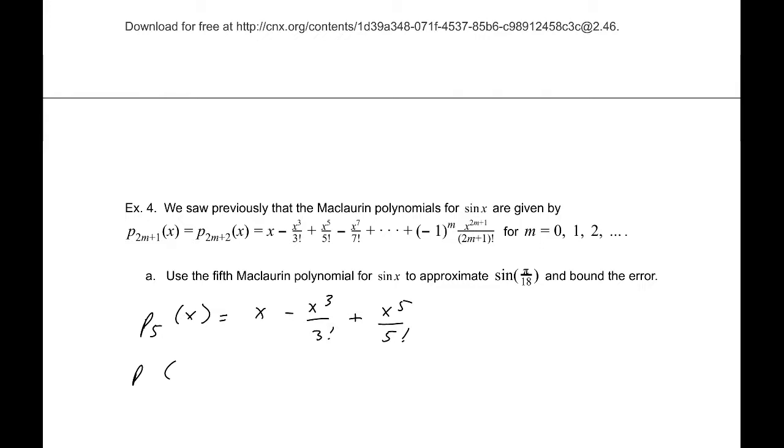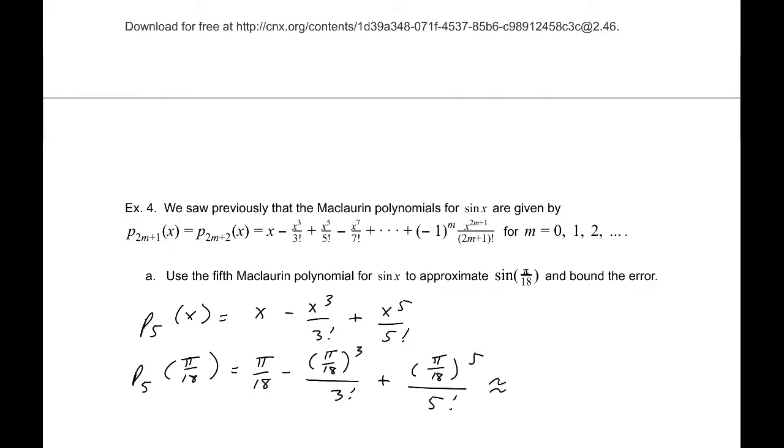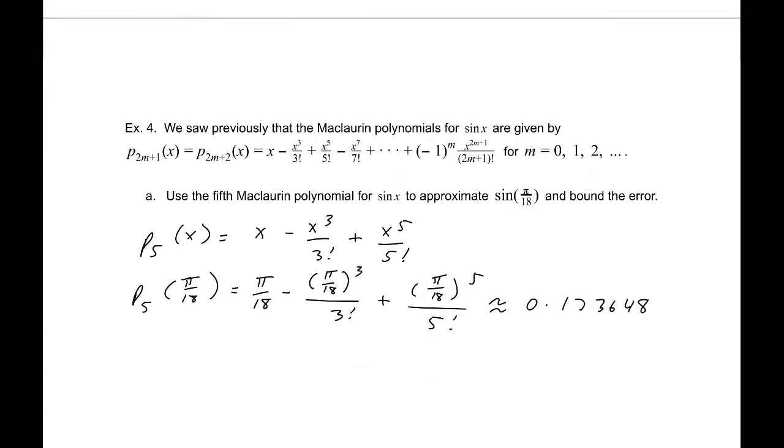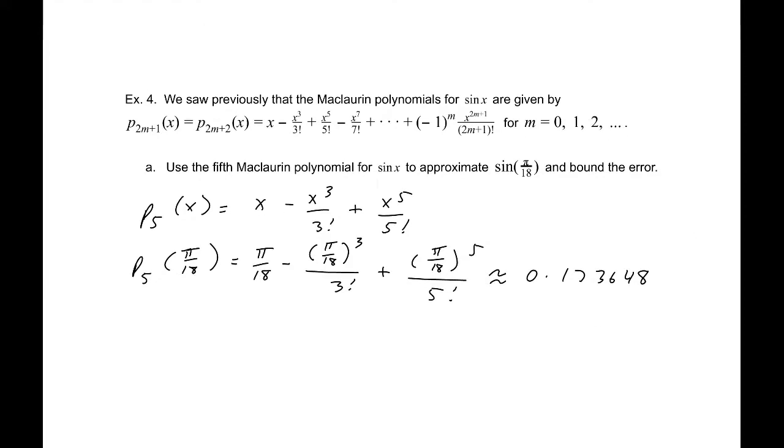which means if we evaluate this at pi over 18, which is pi over 18 minus pi over 18 cubed over 3 factorial plus pi over 18 to the 5th over 5 factorial. That'll be our estimate, our approximation, so 0.173648. Now, to bound the error, that part's simple enough.